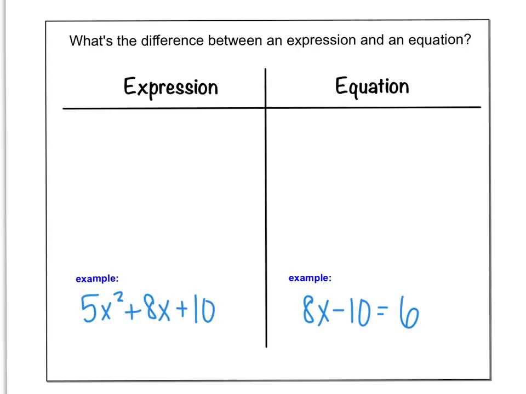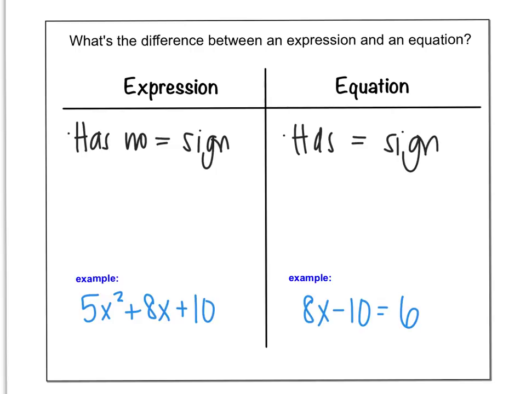The simplest way to explain the difference is that an expression has no equal sign, whereas an equation has an equal sign. And we can remember that because the word equation looks like equal. Now, with that being said, that has some implications for each one. An equation, since it has an equal sign, also has a solution. So it can be solved.